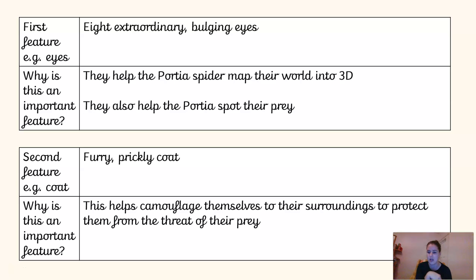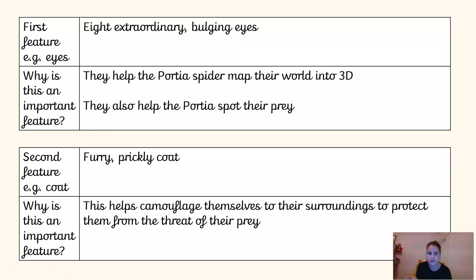So I would suggest, if it helps you, before you start writing, write down a couple of sentences, think about the important feature you're going to write about, and that information will help you write your sentence. So for example, I've had to think, I'm going to start off talking about its eyes. So it has 8 extraordinary bulging eyes. So I have already included my expanded noun phrase in there. And using extraordinary, I've used some more formal language. But when I'm going to expand on my sentence, I need to explain why is it an important feature.